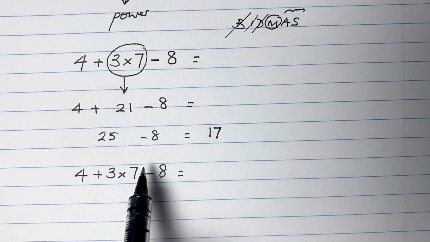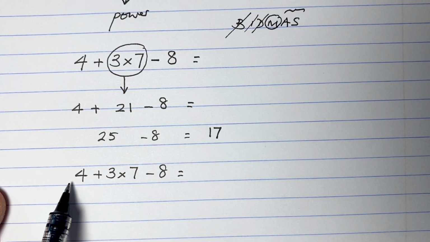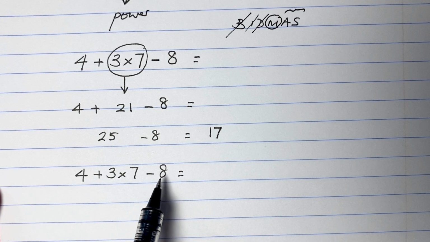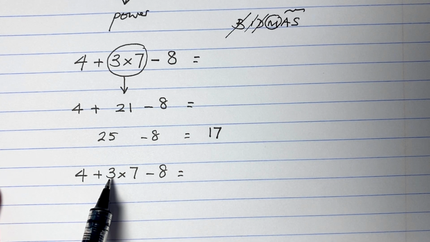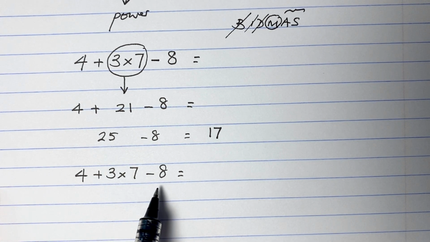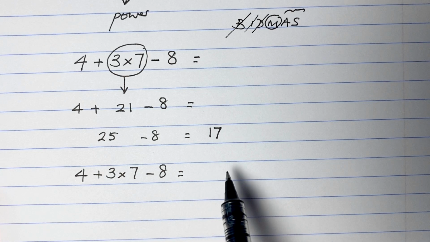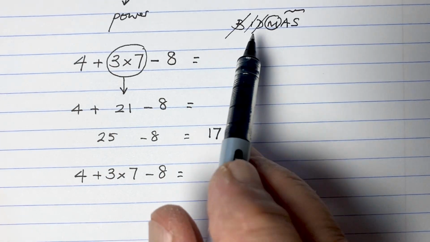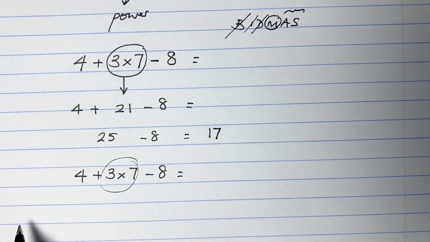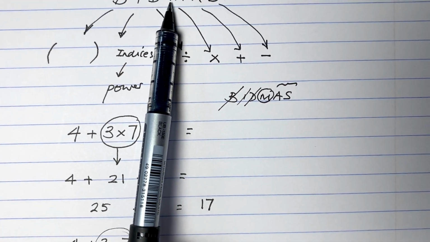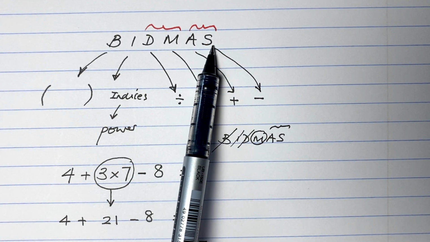So what you shouldn't be doing, let me write that question again. You cannot start from the left and continue going to the right. You cannot say 4 add 3, 7, times 7, 49, take away 8, 41. That would be wrong. So you don't go like English from left to right. You go based on the order of operation. Multiplication first, then addition, then subtraction. Based on BIDMAS, multiplication comes before you add, before you subtract.